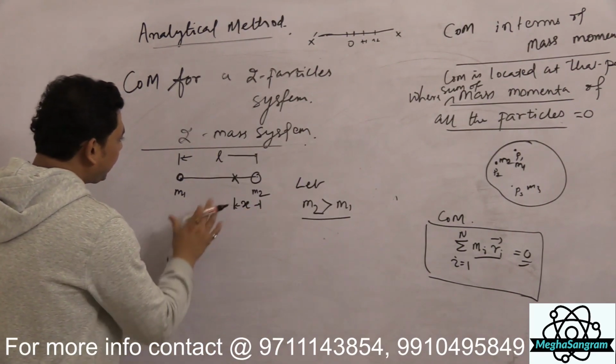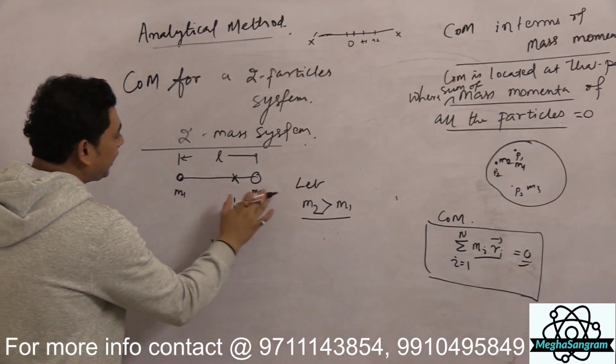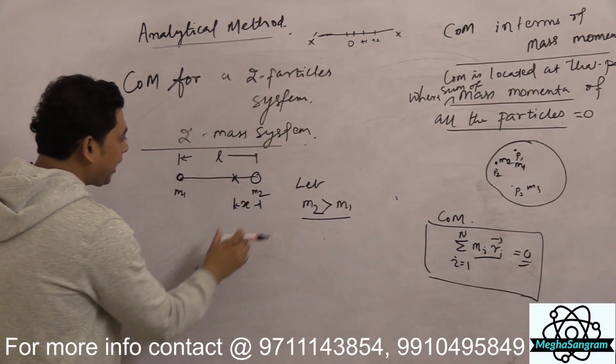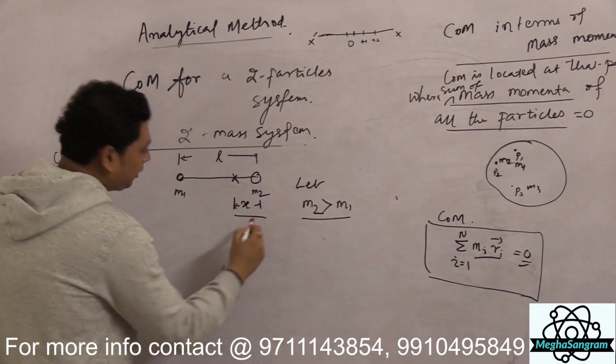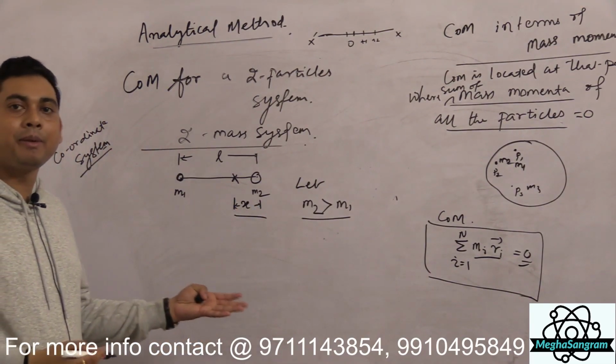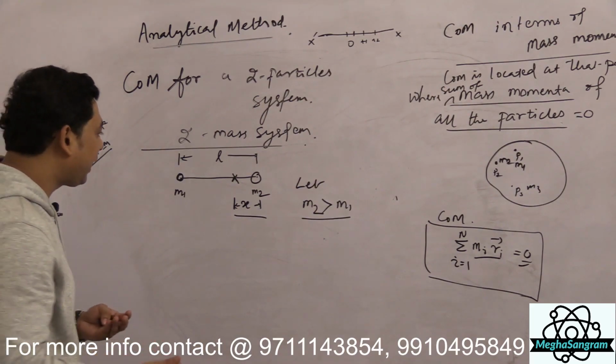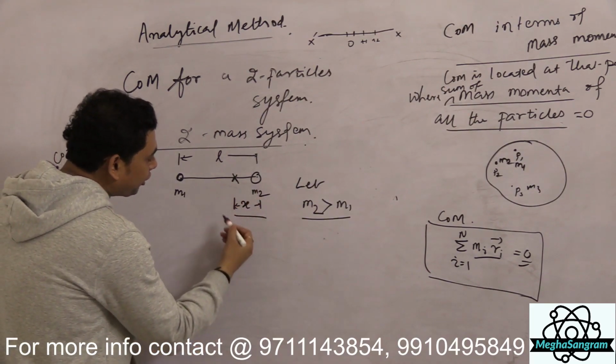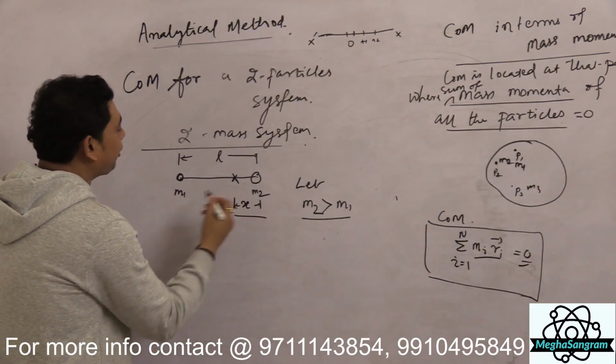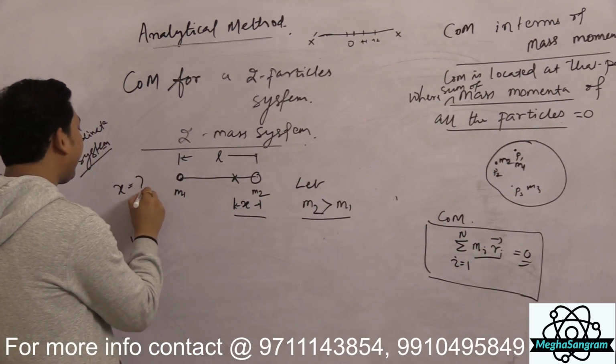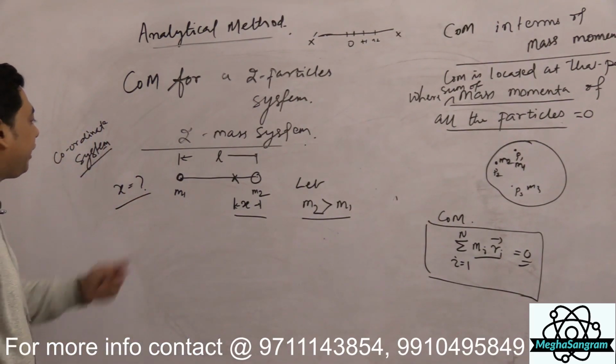So see here, the entire distance between m1 and m2 is L, okay, and we are assuming, since we do not know, in the observation method what we have to do is just an approximation, okay. So by observation we have assumed that it is located at x distance, so we need to find out the value of x here. So how can we do that?